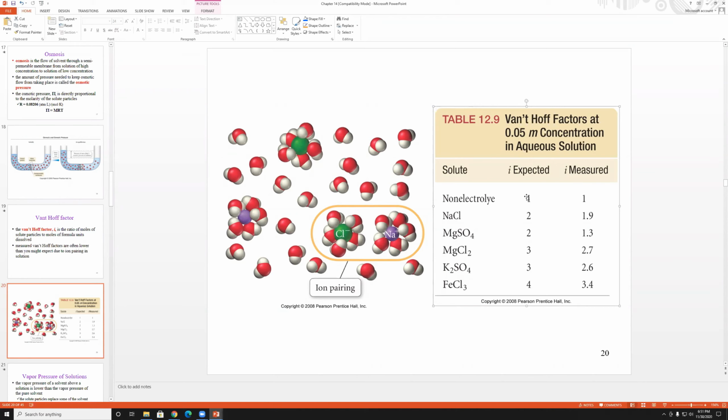So it's basically the number of ions that can be taken out of a soluble ionic compound. Sometimes you may not have any. You might have non-electrolytes. In that case, it would be 1.